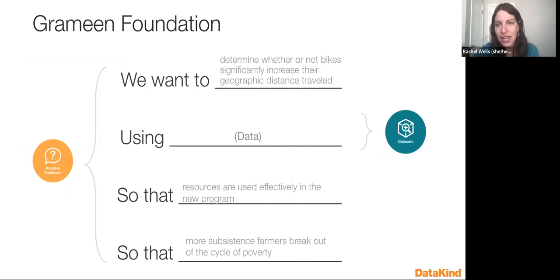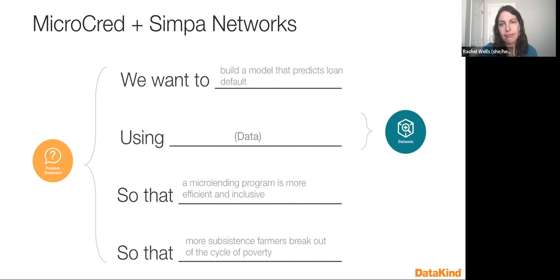So Grameen Foundation came to DataKind wanting to measure whether bikes increase efficiency enough to justify a new program using bikes to give support for financial inclusion programs to farmers. So our project helped Grameen decide to cut the program because it wasn't providing as much value to the farmers as they hoped. Because of this data-based decision, they were able to use their resources more effectively.